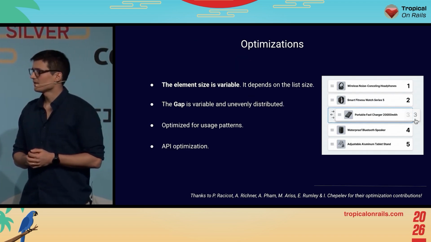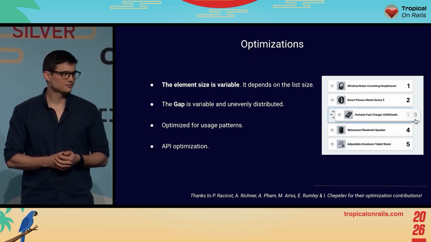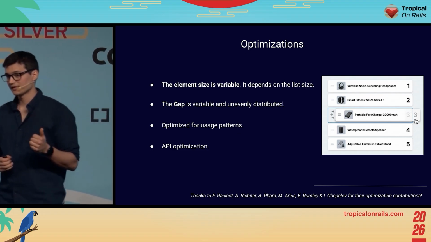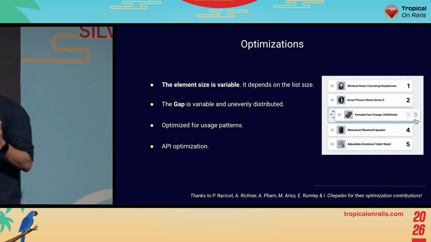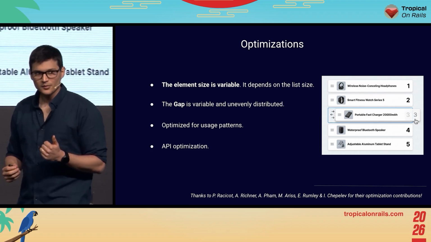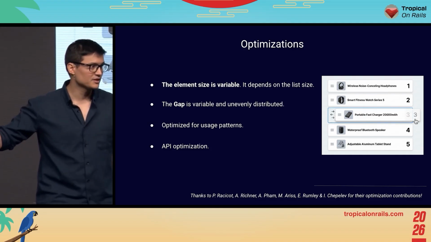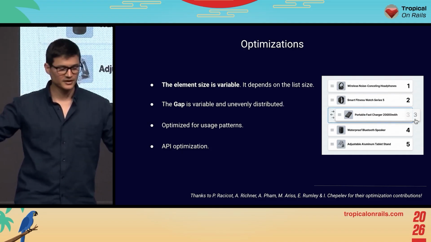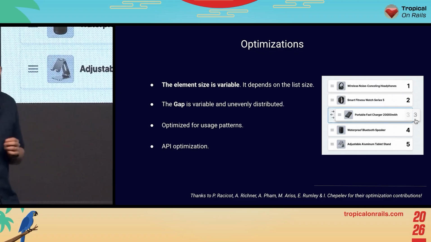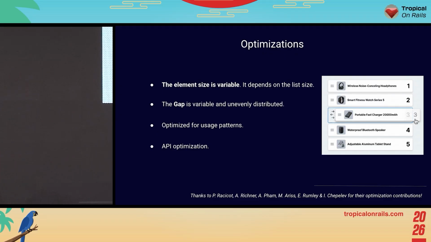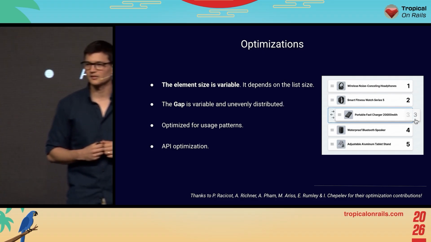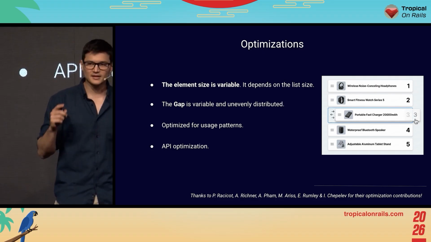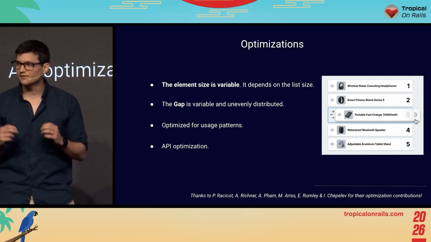We also shipped several other optimizations. First, our initial element size is variable. We don't have the same element size for each list. Think about an example: your music playlist. You probably have a playlist that is your top 50 songs, or your top songs, let's say. And I can assure you that that list is very small. It has only a few elements.